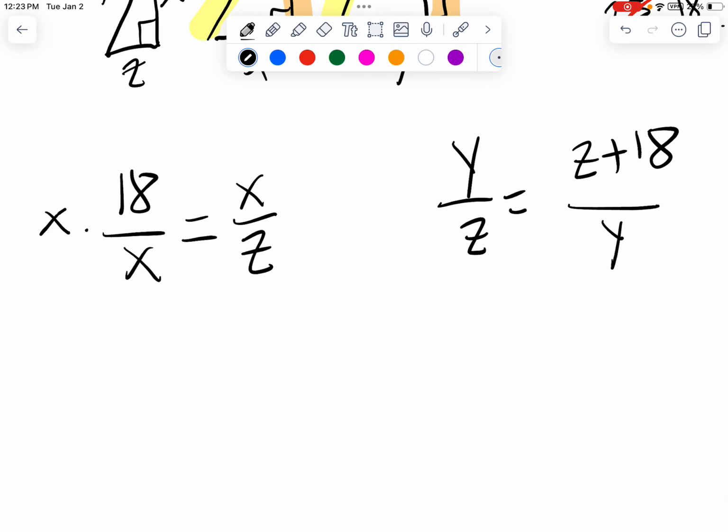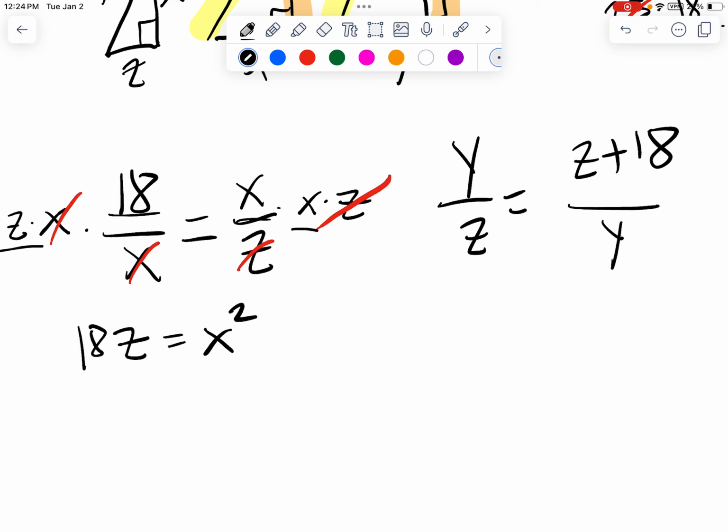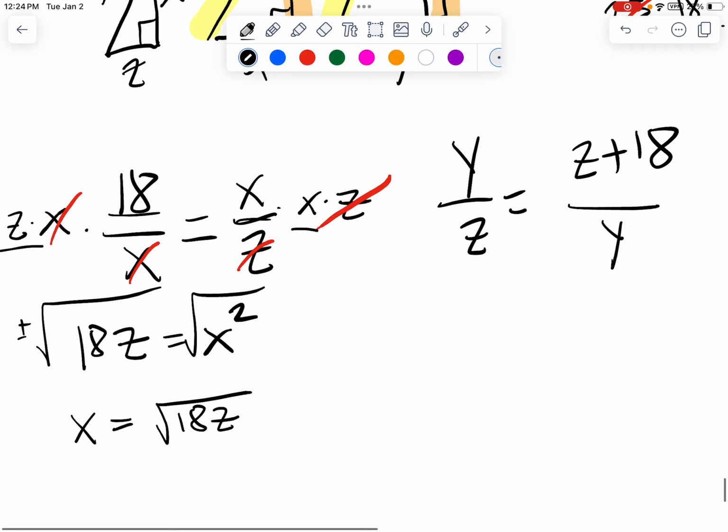So I'm going to multiply by an x and a z, because when we do, x's go on the left, z's on the right. And then from there, we have 18z, so 18 times z, and x times x, x squared. Alright, solve for x, take the square root. Remember that means plus and minus, but we're talking about lengths, so the minus isn't actually going to make a difference here. And we have x equals the square root of 18z as a final answer.